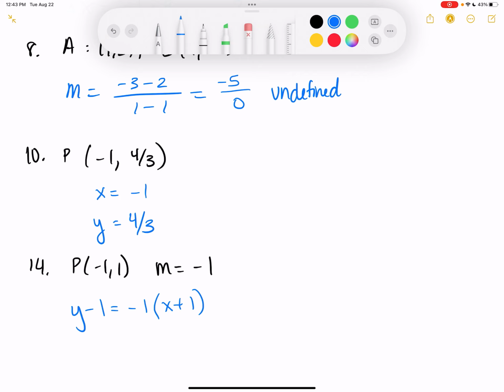Let me make sure of the instructions. You can leave it like this, or you can simplify it down and get it to y equals mx plus b after that, but you have to start out in this form. So I would just leave it there, but you're welcome to keep going if you wanted to.